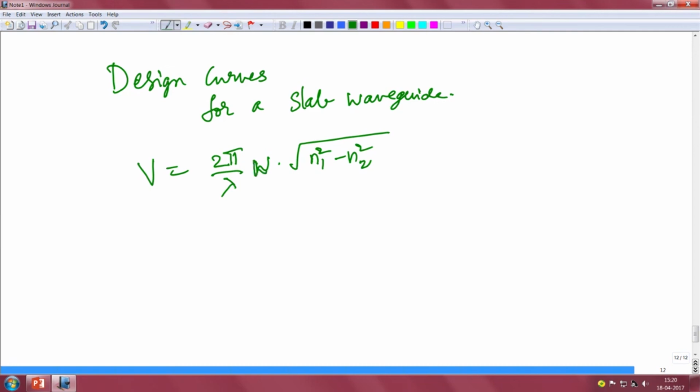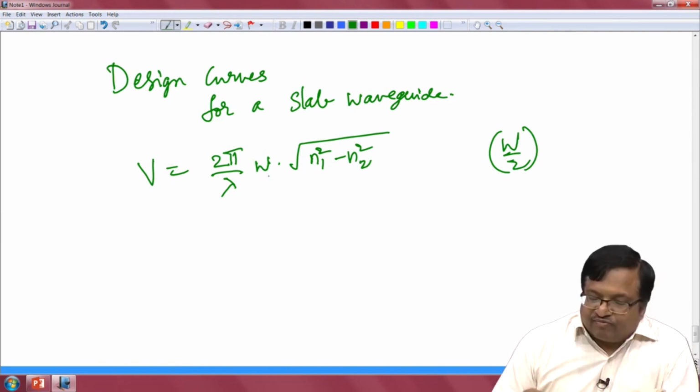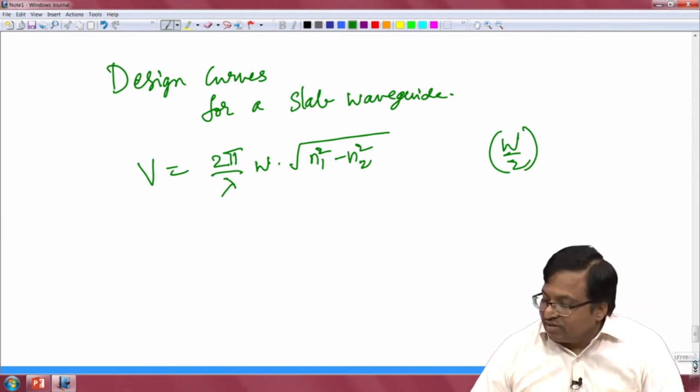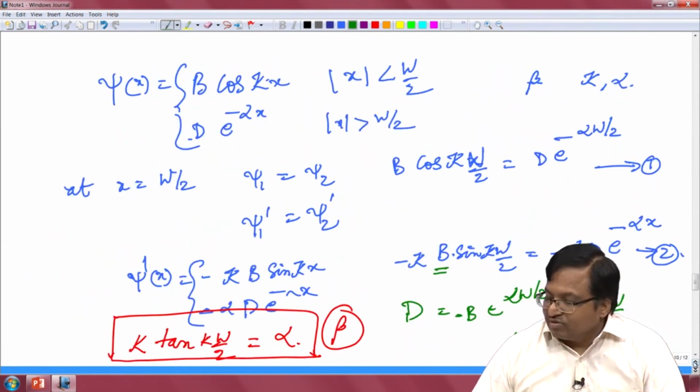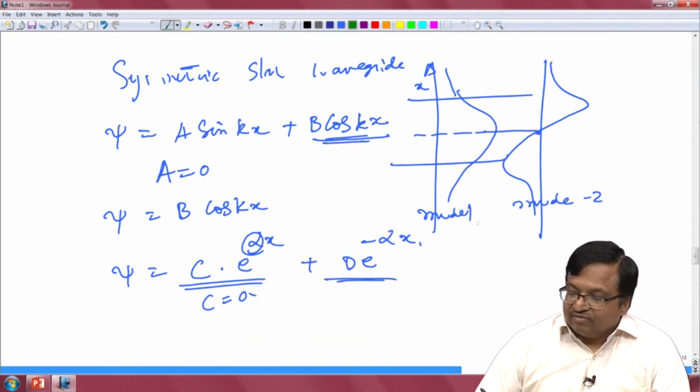I will replace the width parameter. Earlier we had w by 2 in the equations. Later on, when we generalize the theory to asymmetric slab waveguides, we see that there is a more general solution and w is the parameter. Before going for that, I will go back and say that we can also think of symmetric modes. We have called these asymmetric modes and these symmetric modes.